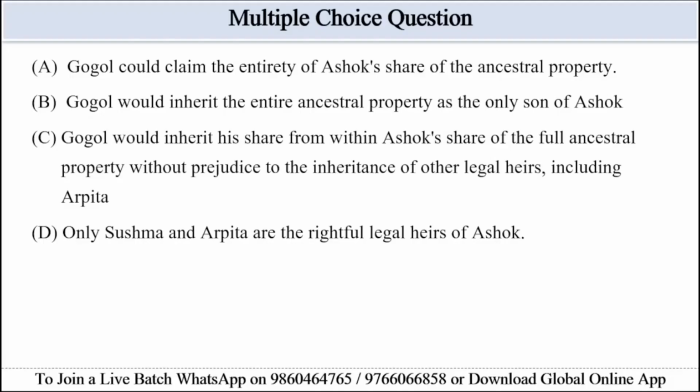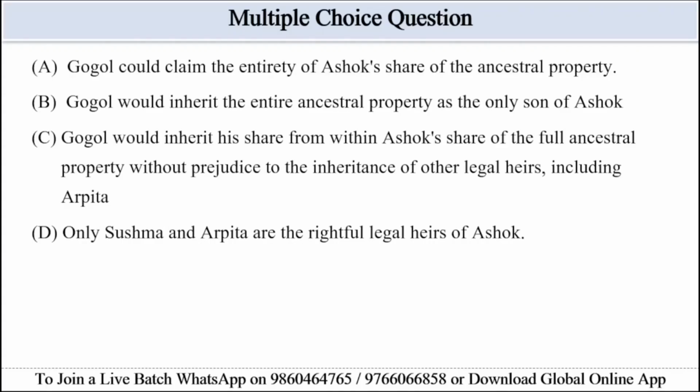In case of option C, Gongol would inherit his share from within Ashok's share of the full ancestral property without prejudice to the inheritance of other legal heirs, including Arpita. So in case of this option, this matches the passage's precise position.